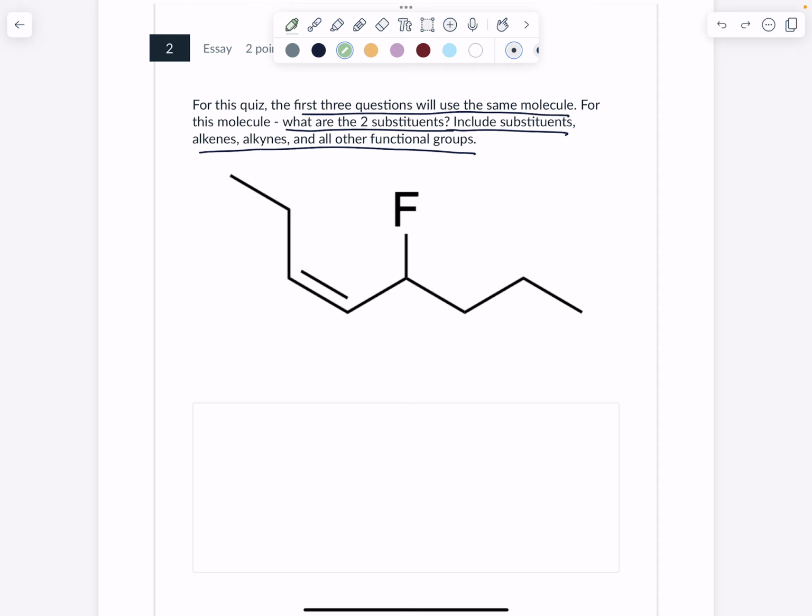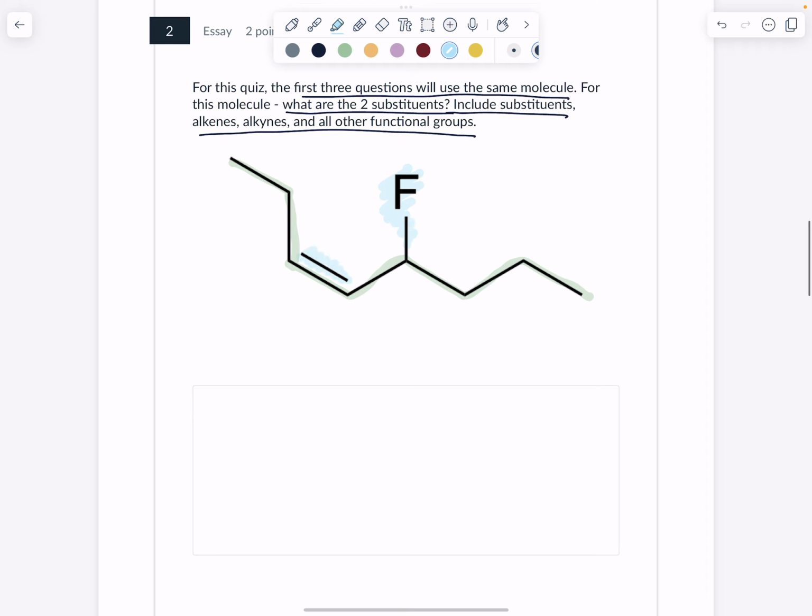So I'll go ahead, and again, we have our parent chain here highlighted. And so anything outside of that parent chain would be considered a substituent here. So I see two substituents. One is this fluoro or fluorine. And if you put fluorine or fluoro, either one of those is fine. If you put halide, you'll get partial credit for that.